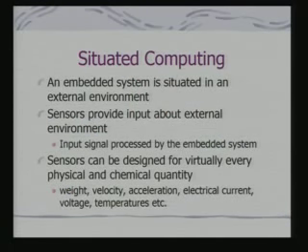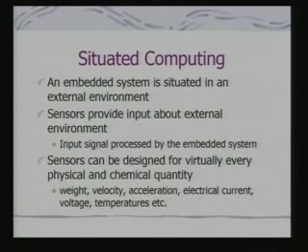Now, why are these signal processing processors important for embedded systems? In a way, embedded systems are targeted for what we call situated computing. An embedded system is situated in an external environment. It receives input from the external environment via sensors, and the signals that it receives through sensors are processed for taking action via actuators or doing some kind of communication or data processing task.